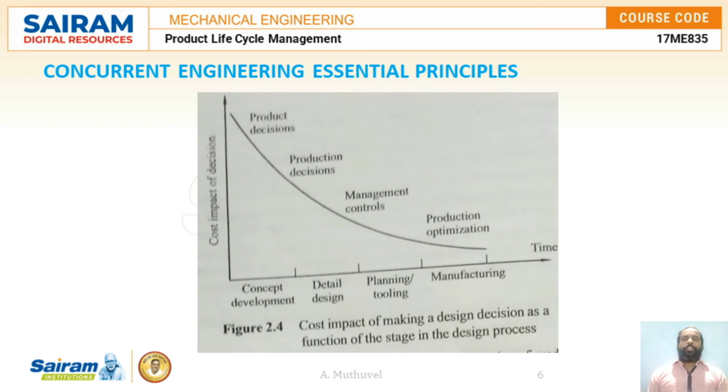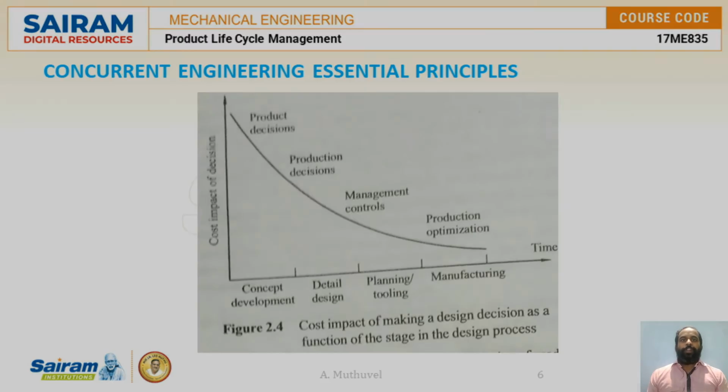You can see the cost impact of making a decision with respect to the department. Okay, so you see the graph with respect to time, the cost impact of decision. That means at each and every stage they have to take the decision at the earliest. The time we are consuming, we can generate more profit, or we can reduce the fabrication cost of your product.